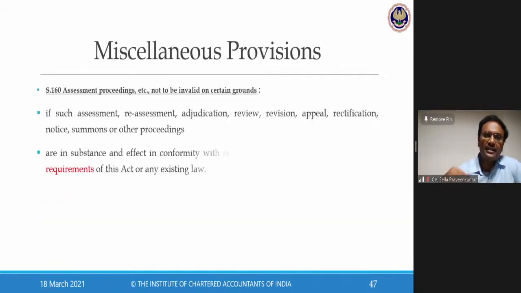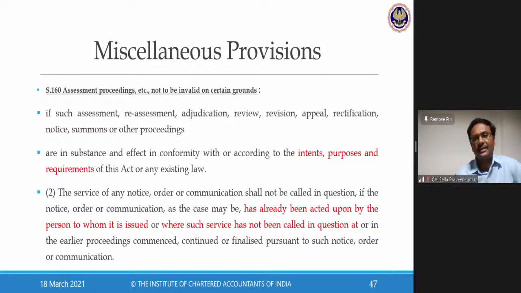When there is a process of assessment, reassessment, etc., you can have a choice not to accept that document. Again, I say, when a communication is given to me, if I don't accept that particular communication, no proceedings can be done on me.